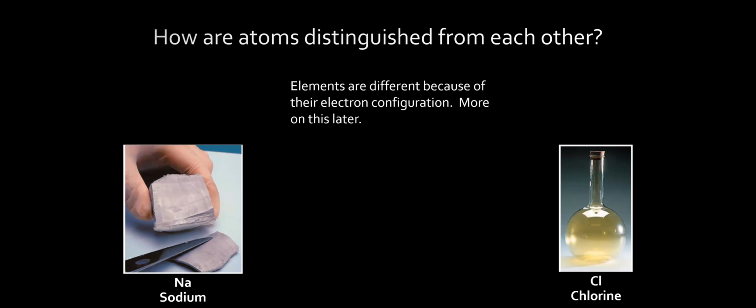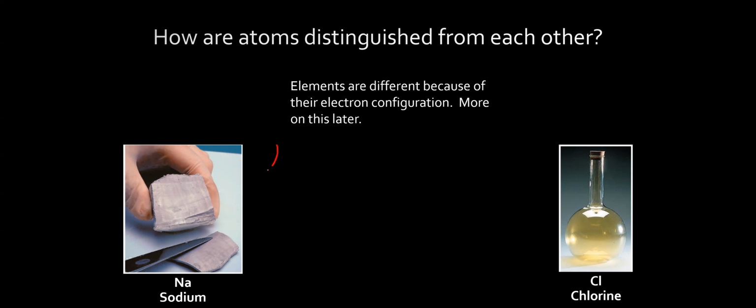So now the question is, how are atoms distinguished from each other? And the key here is, because they have different numbers of protons, they're going to be able to attract a different number of electrons. And those electron clouds, the shapes, the configuration, the nature of that electron cloud is what determines the physical and chemical properties of a given element.